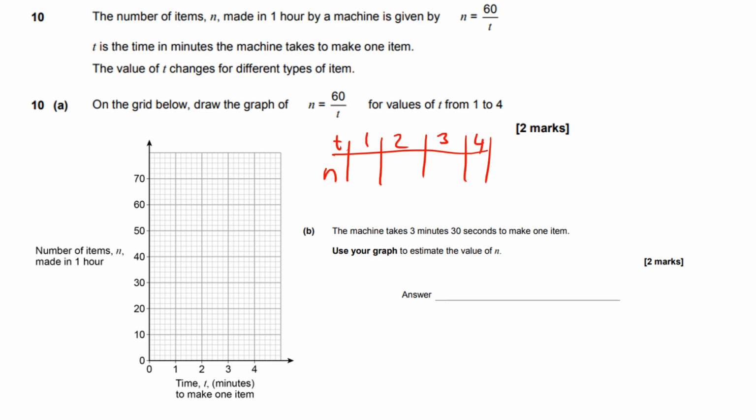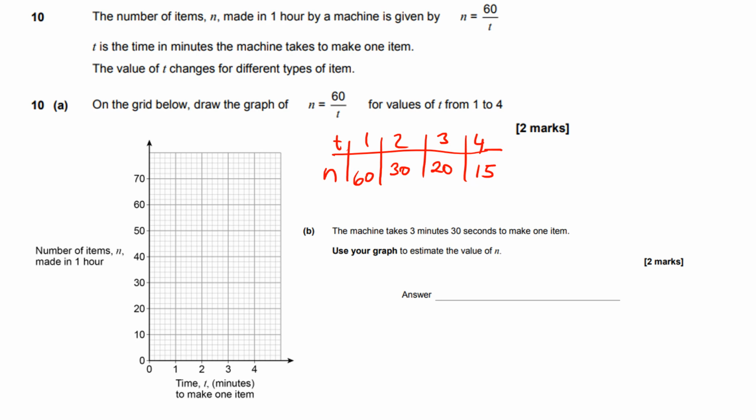So we'll find out n. We are going to be substituting 1 into t. So that's going to be 60 out of 1, which is 60. 60 divided by 2 is going to be 30. 60 divided by 3 is going to be 20. And 60 divided by 4 is going to be 15.